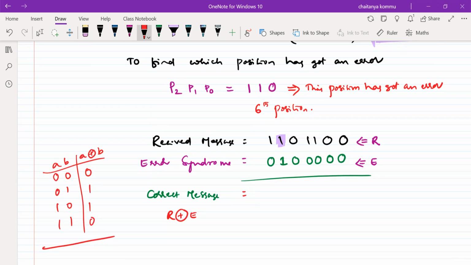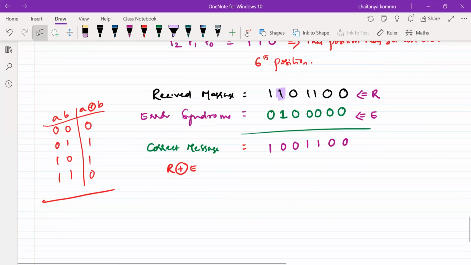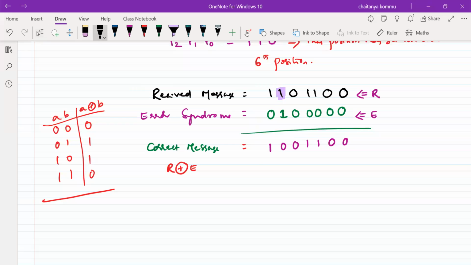Okay, so what is the correct message now? Here it is 0 0 1 1 0 0 1. This is the correct message that we have sent previously. So this is how we have to correct the code also. Agreed to all of you? So this is the Hamming code that is used for error detection, generation of the code, detection of the code, correcting the code.